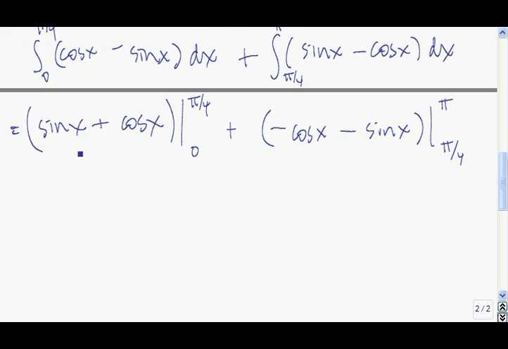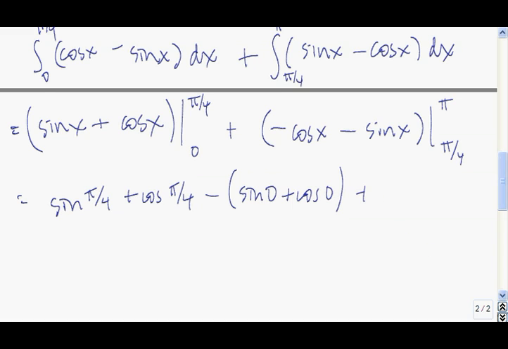Okay, so now we just continue and plug in the limits of integration. So we have sine of pi over 4 plus cosine of pi over 4, minus sine of 0 plus cosine of 0. And now we have to add on this piece. So we get negative cosine of pi minus sine of pi, minus negative cosine of pi over 4 minus sine of pi over 4.